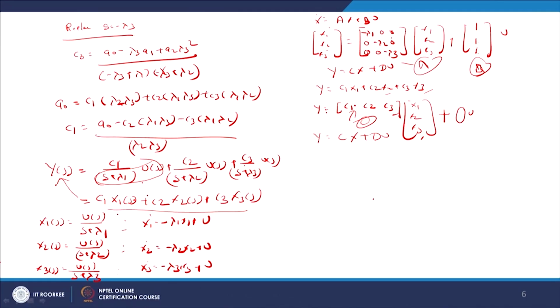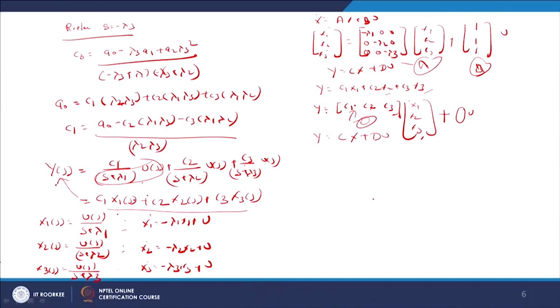And again, in the output of u there are terms of only 1, 1, 1, and y corresponds to C1, C2 and C3. So this type of modeling is called diagonal canonical form, and this is part 1.